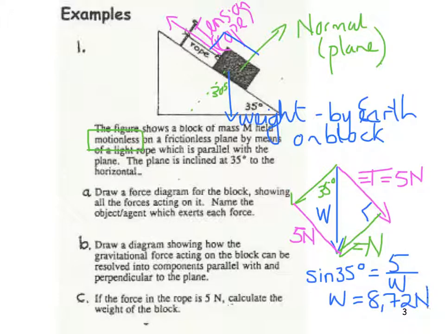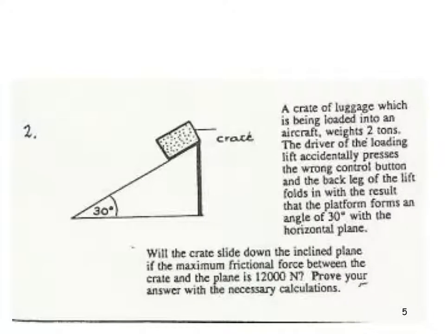8,72 newtons. A crate of luggage, which is being loaded into an aircraft, weighs 2 tons. So the weight is 2,000 kilograms, and when I multiply 2,000 kilograms by 9,8, I land up with 19,600 newtons. So that's my actual weight.